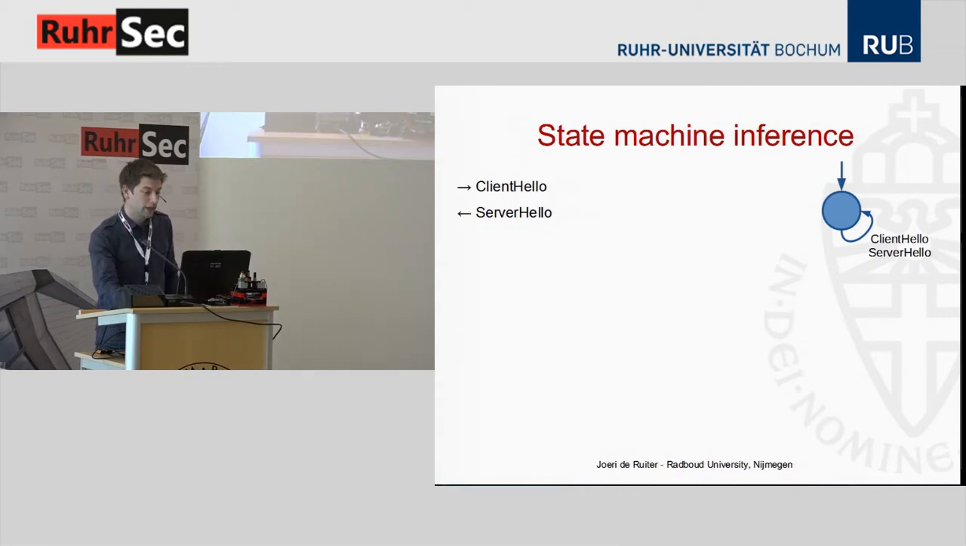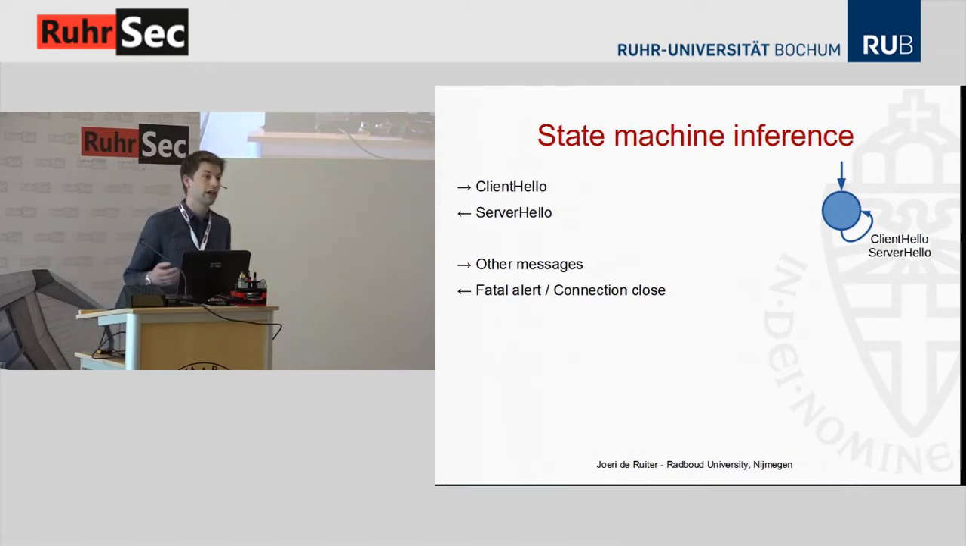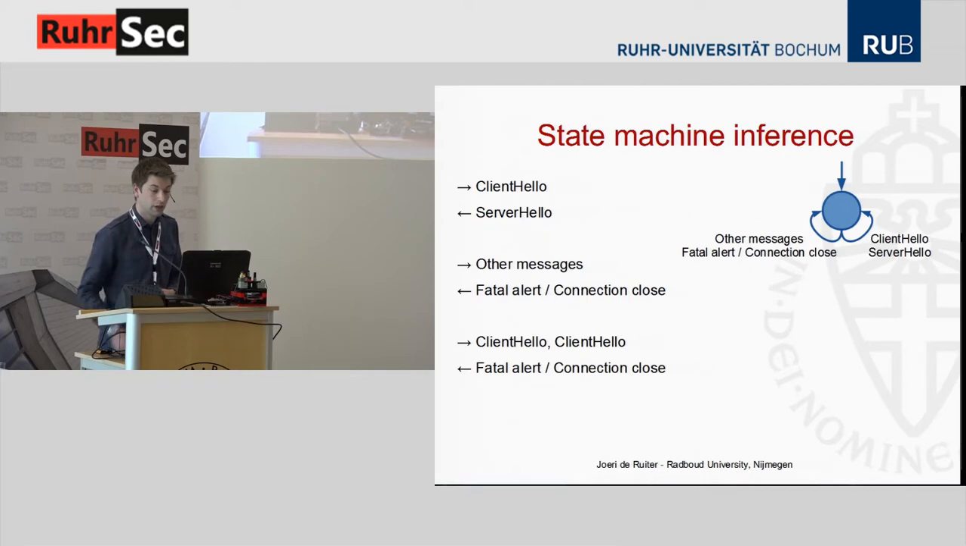Then we try another message. We see that all the other messages actually result in fatal alerts and closed connections. So we update our hypothesis, and we now have a hypothesis for all the possible messages for one particular state. And then we continue. We try to see what happens if we send combinations of two messages. And then we suddenly see that if we send client hello twice, then we suddenly get a fatal alert and the connection is closed again. So apparently our hypothesis so far was not correct yet. So we will have to update it.